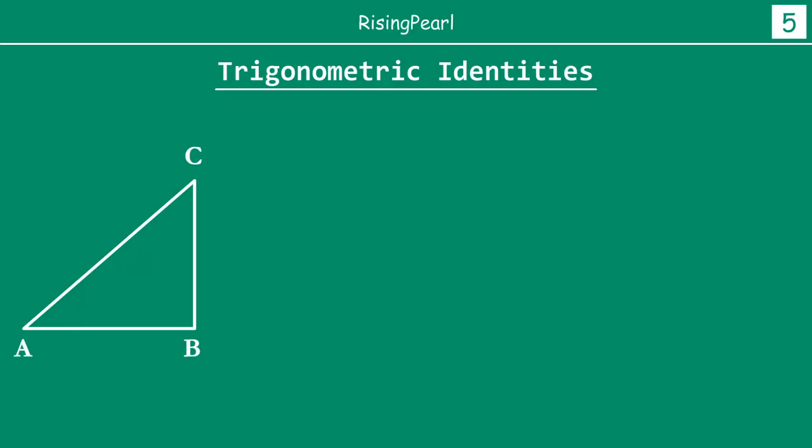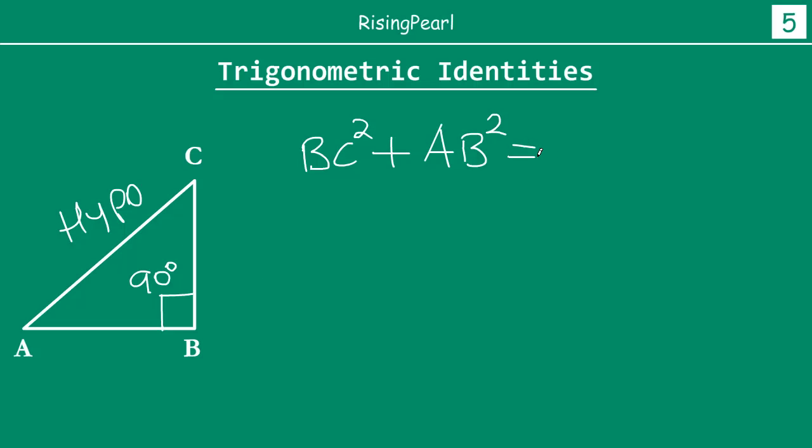There is one more identity before we wrap up this presentation. So here again we take the same triangle. We are going to again start with the Pythagoras theorem. So BC square plus AB square is equal to AC square by Pythagoras theorem. This time we are going to divide both sides by BC square.